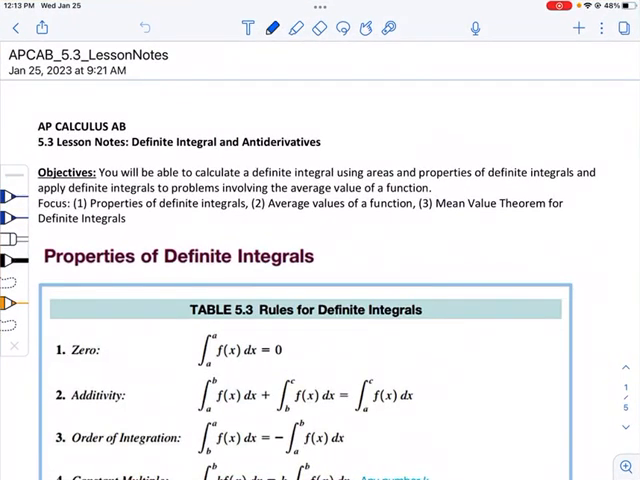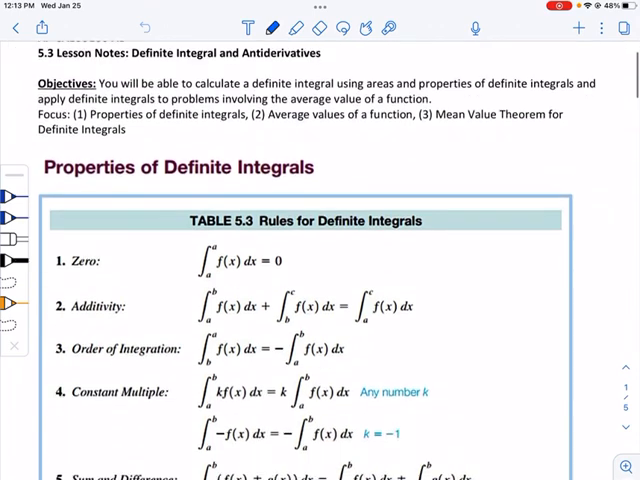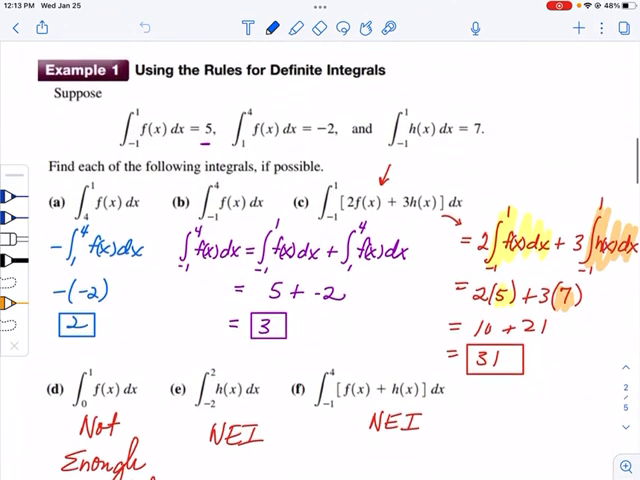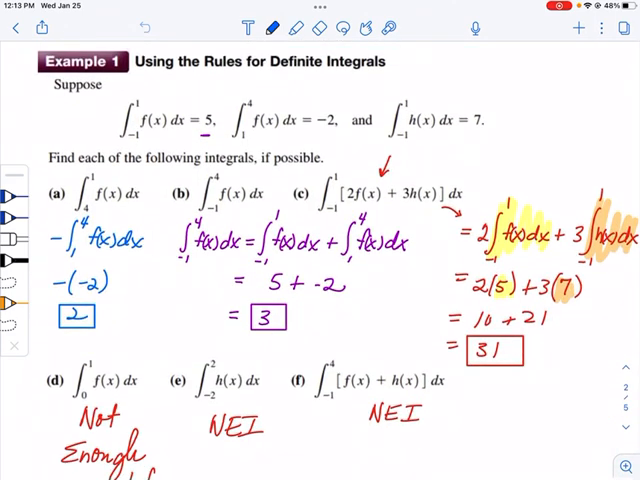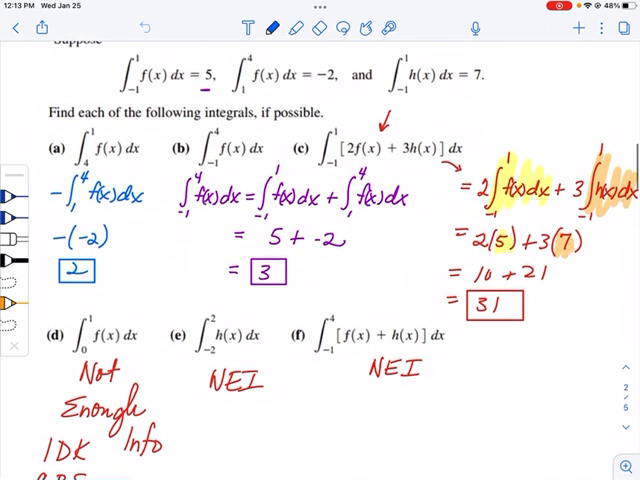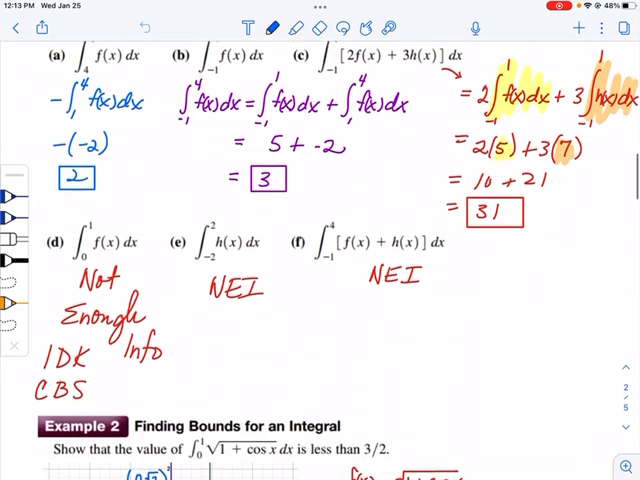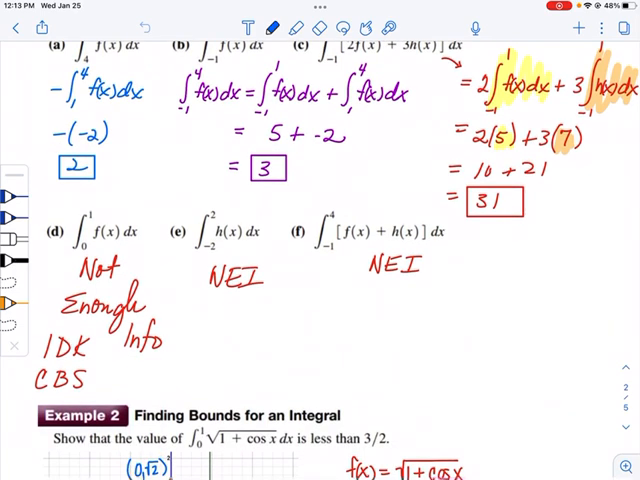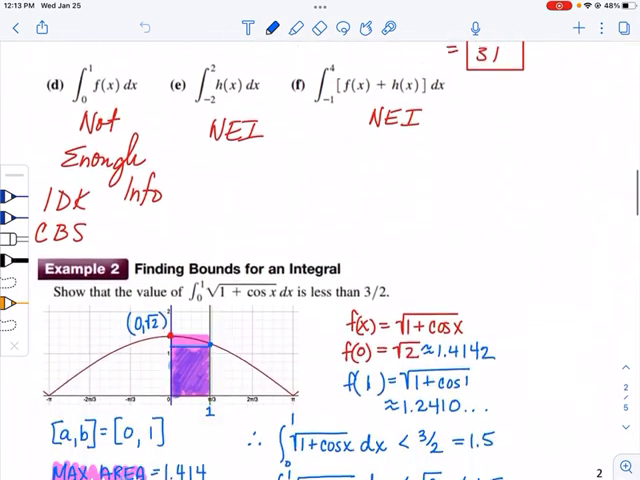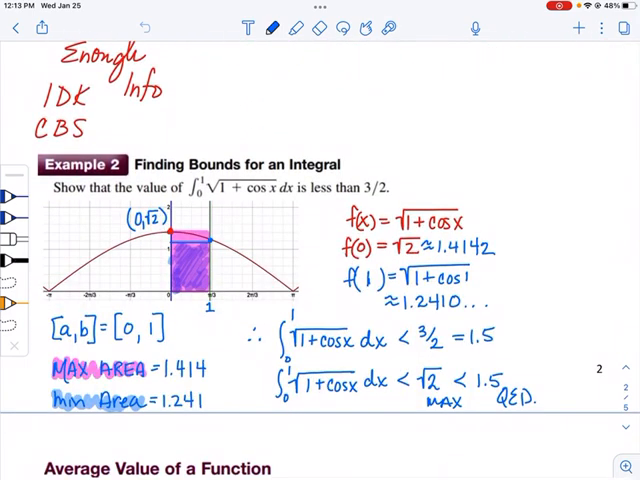Okay, we're picking up with 5.3 lesson notes, a quick video to finish the definite integral and antiderivatives. So we went over the basic rules again that we had in the last section, and then we used the rules for definite integrals to discuss how we would apply them, using the functional notation with integrals, to find the area, if you will, or the answer to the integral using sums. But if you see D, E, and F, we were not able to determine what the answer is because we didn't have enough information. So with those, then we went over using the bounds for an integral.